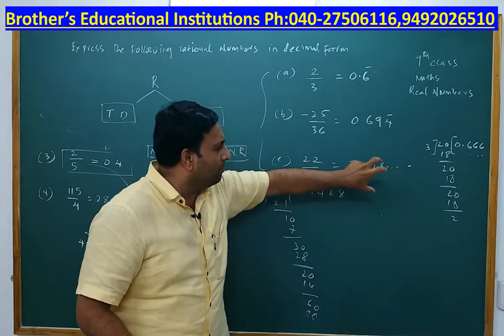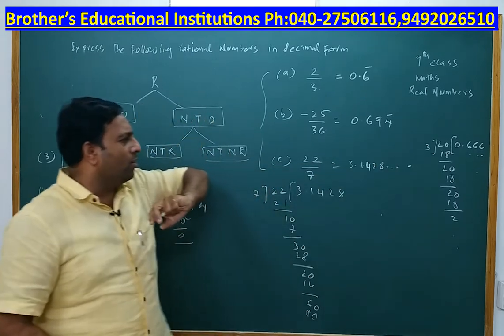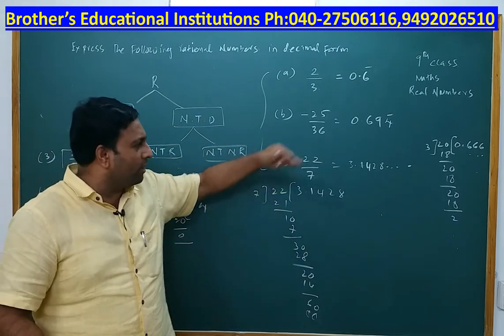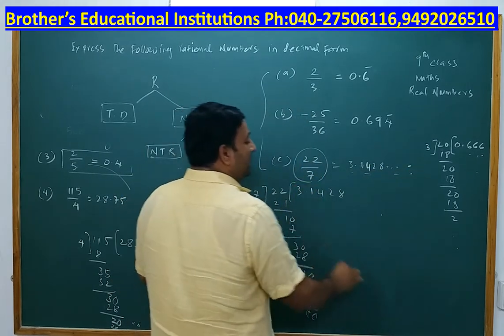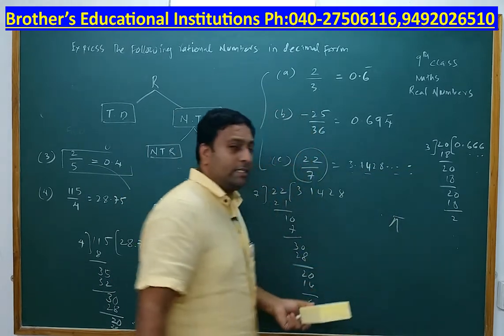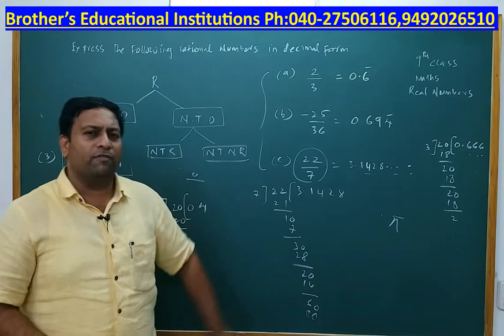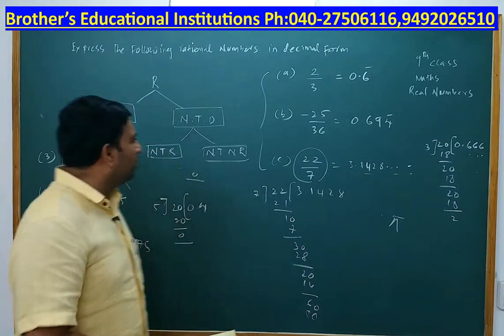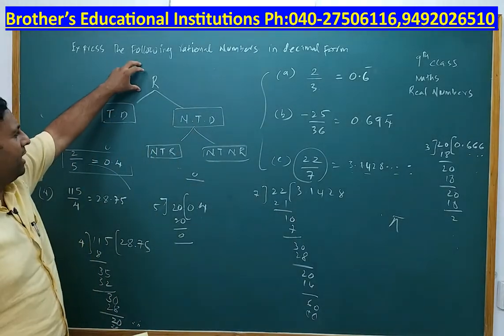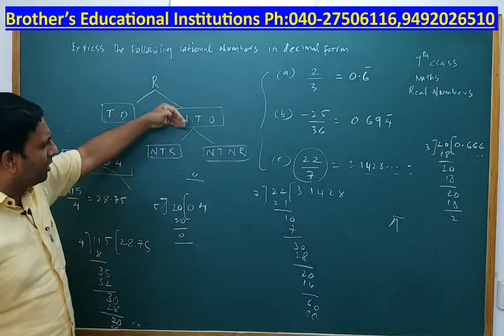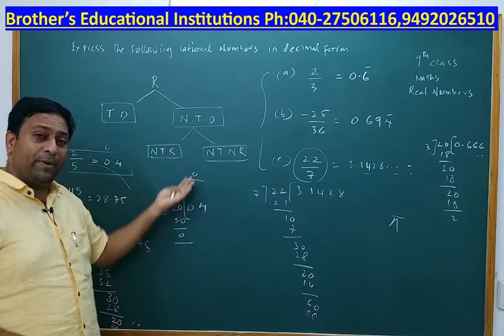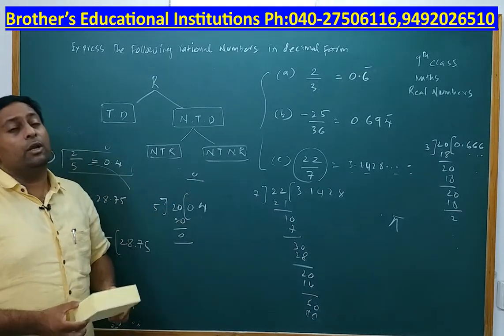You have to make a lot of research. Google it: what this 3.1428 and so on is, or what 22 by 7 is, or what that number pi indicates. I am leaving it to you. Make a lot of research, Google it and find out. So this is my tree diagram. A rational number can be categorized into a terminating decimal or a non-terminating decimal. Again, a non-terminating decimal can be non-terminating repeating decimal or a non-terminating non-repeating decimal.